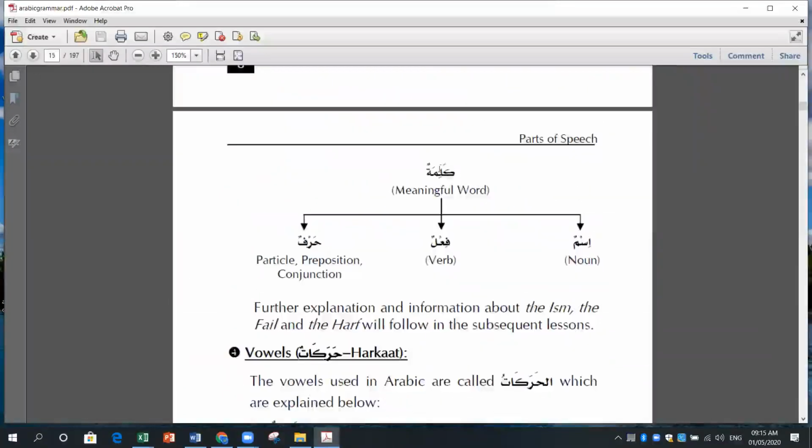Now, this is just the table showing the same kalima. One word is called kalima, a meaningful word, and it may be either ism, fail, or harf. We have already discussed all these 3.